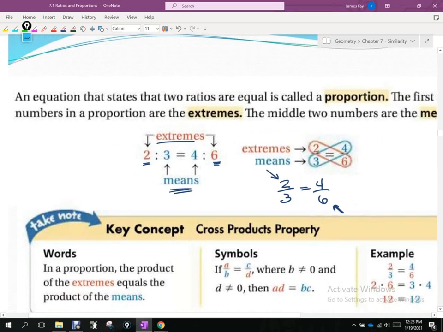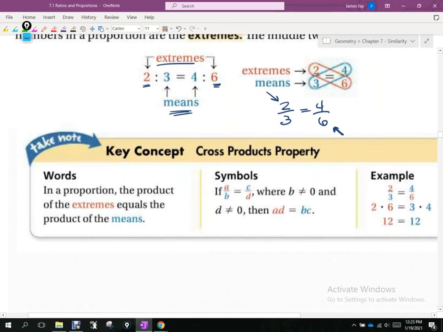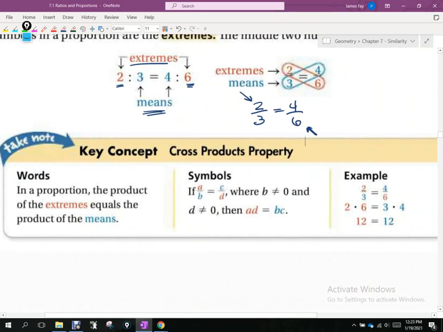Our textbook does not ever use the word cross product in it. Our textbook says the product of the extremes is equal to the product of the means, provided that B and D, your denominators, are non-zero. So for example, 2/3 equals 4/6. Well, that's true because 2 times 6 is 12, and 3 times 4 is 12. Because the means product is the same as the extremes product, that's a true proportion.